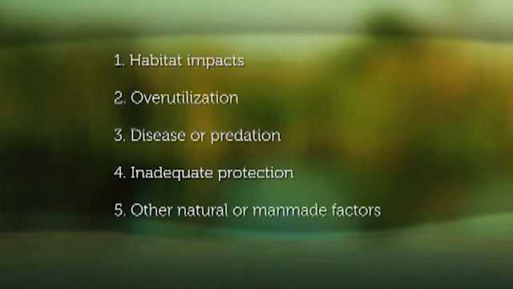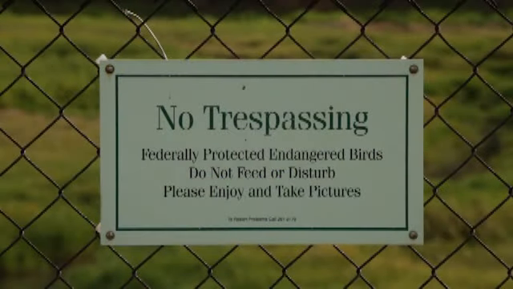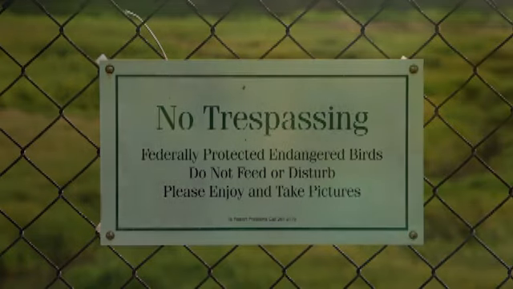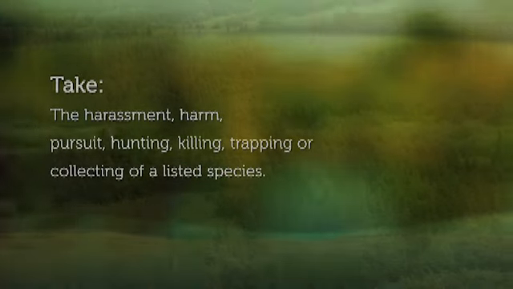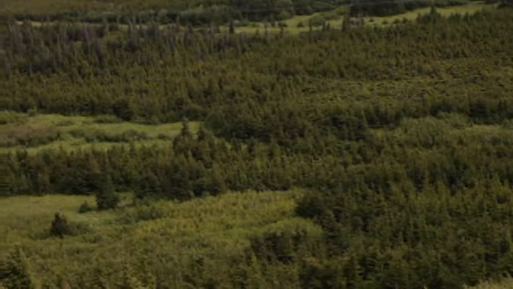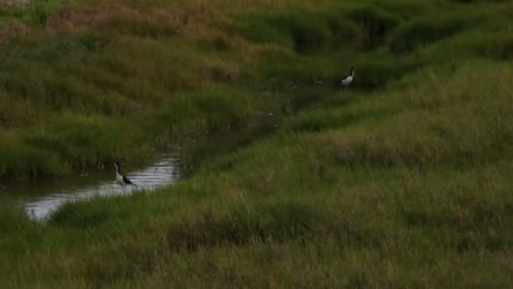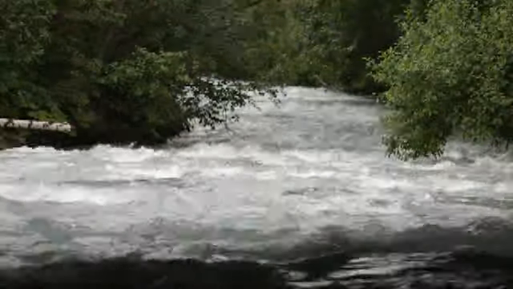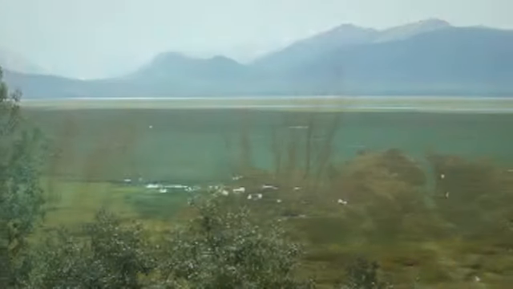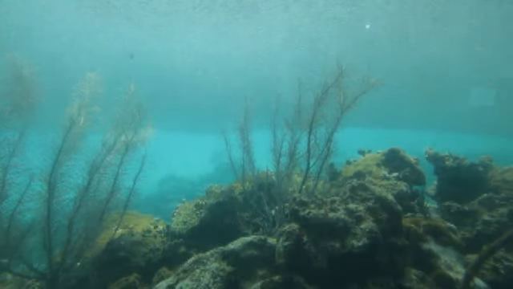The Endangered Species Act prohibits takes in listed plants and animals. A take is defined as the harassment, harm, pursuit, hunting, killing, trapping, or collecting of the listed species. Besides protecting the species, the law also protects the habitat upon which the species depends. Critical habitat includes geographic areas containing physical or biological features that the species needs to thrive.